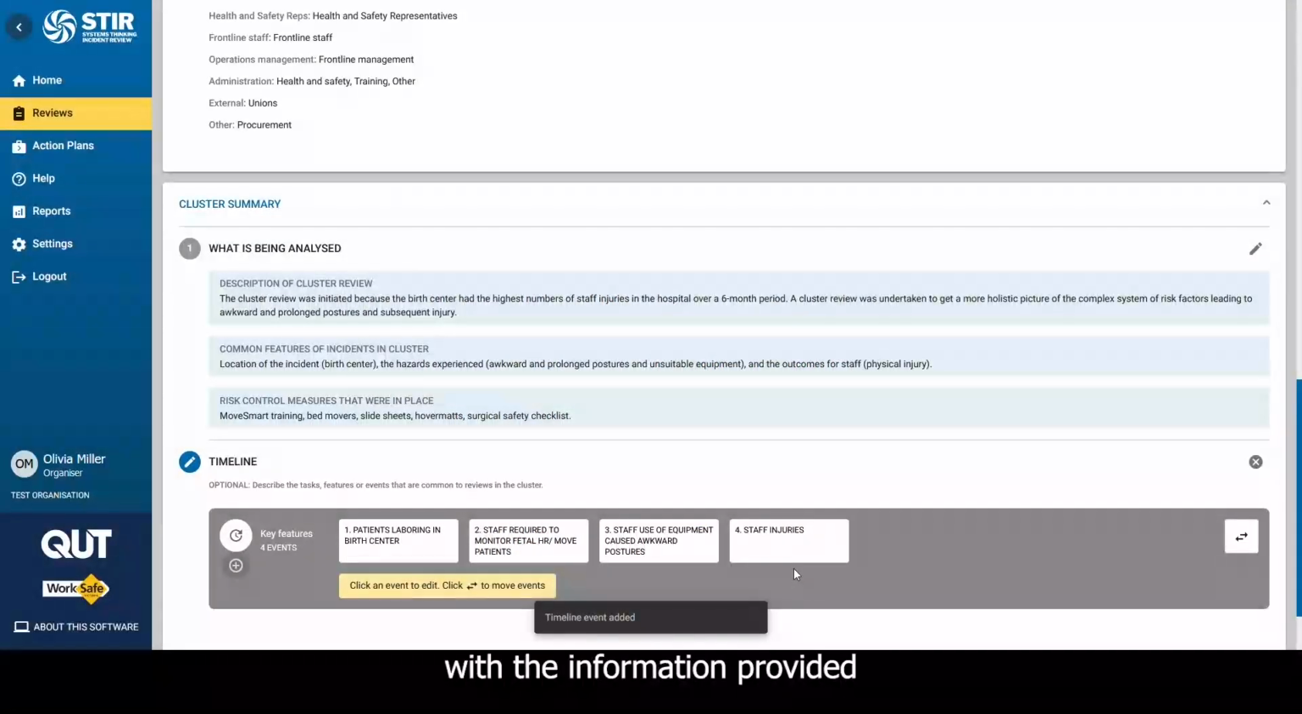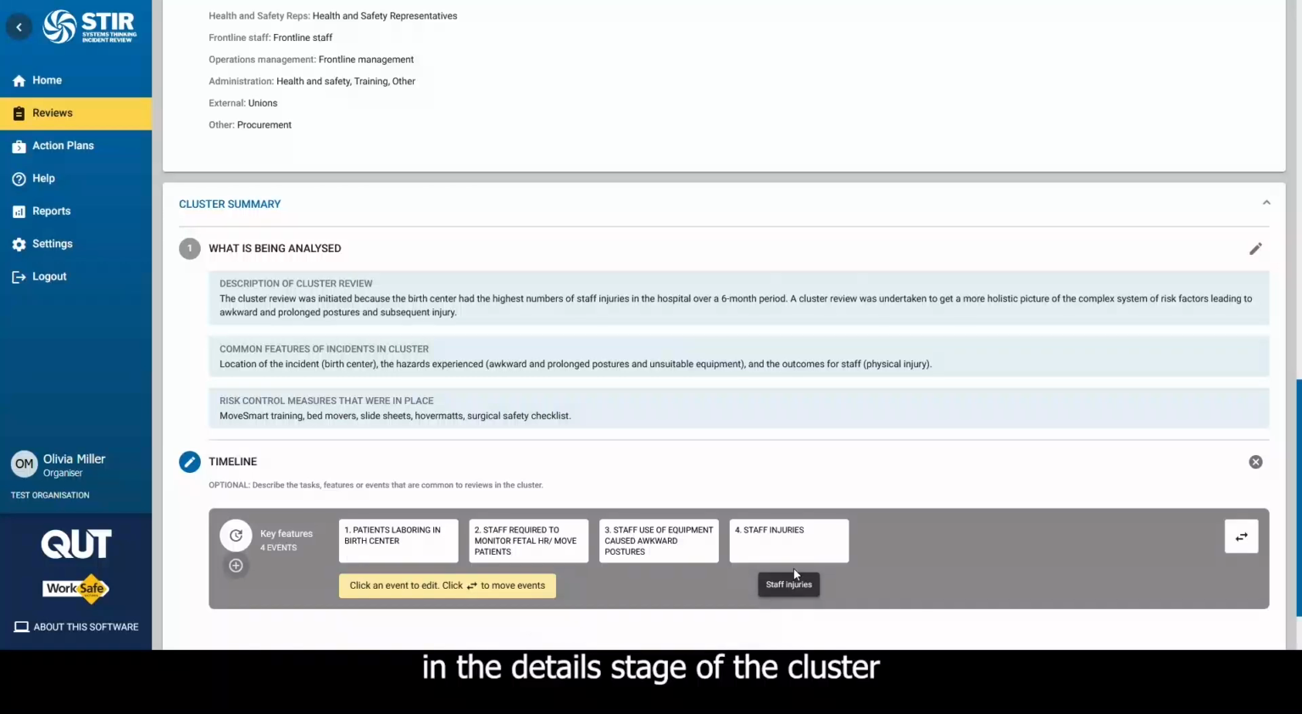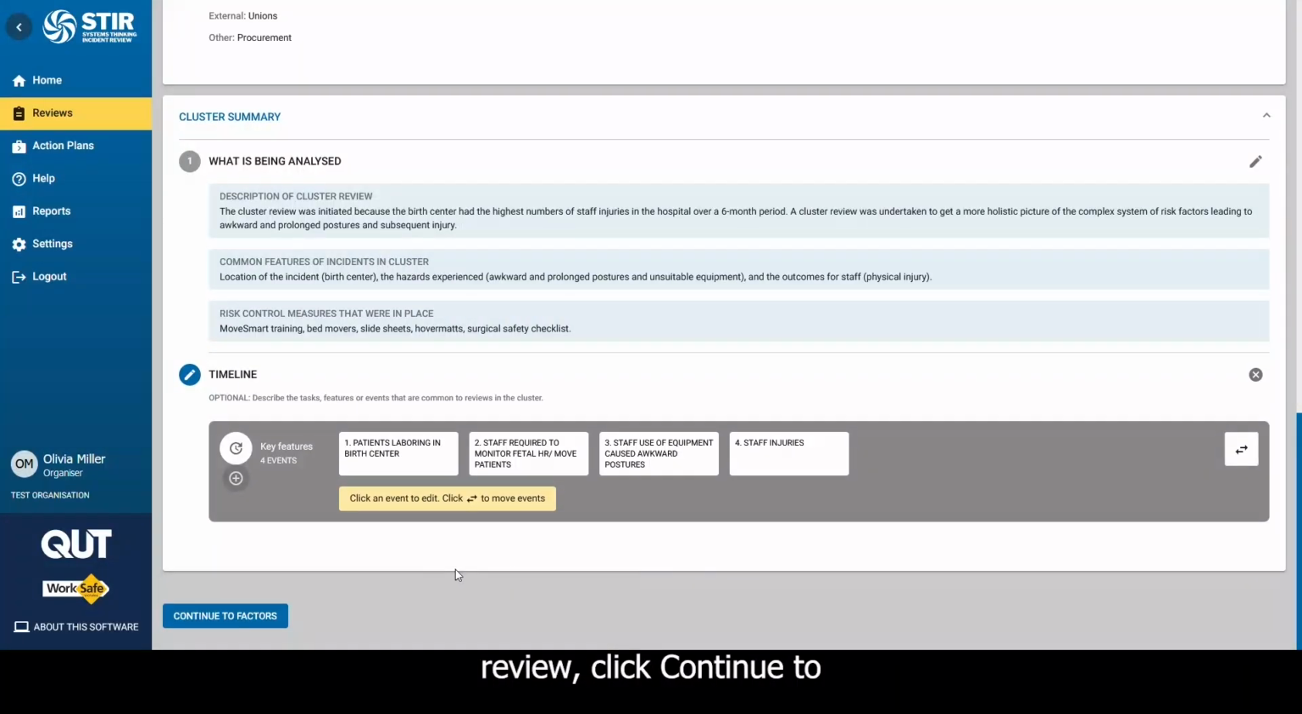Once you are satisfied with the information provided in the detail stage of the cluster review, click Continue to progress to the factors stage of the review.